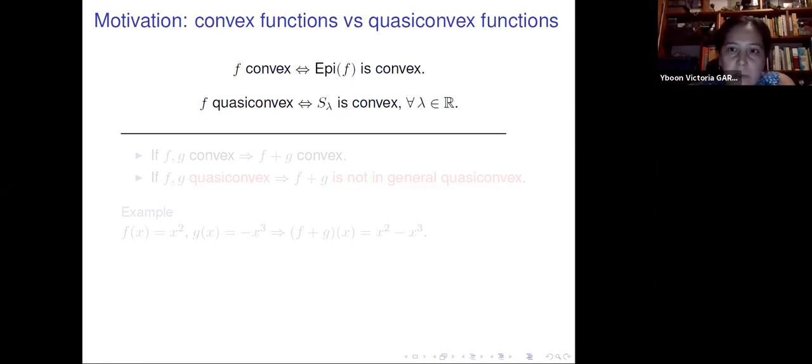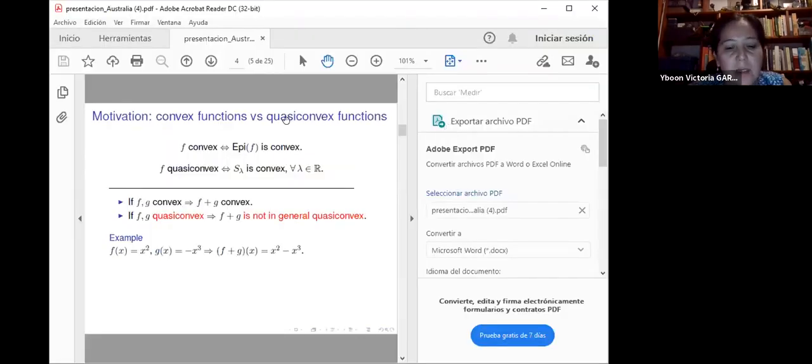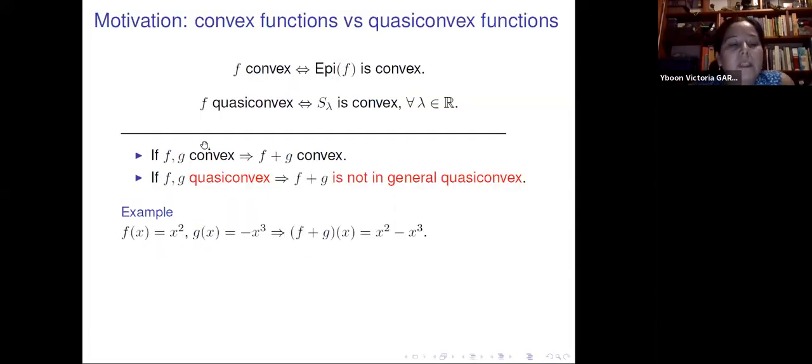But we know very well that when we take two convex functions, the sum is always a convex function. But if we take two quasi-convex functions, it's very easy to see that the sum in general is not quasi-convex. Here is an easy example in R.